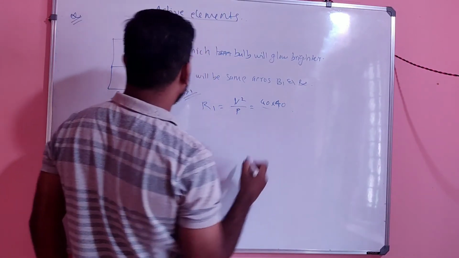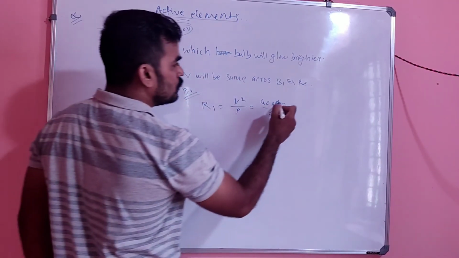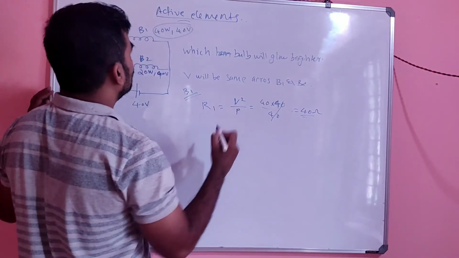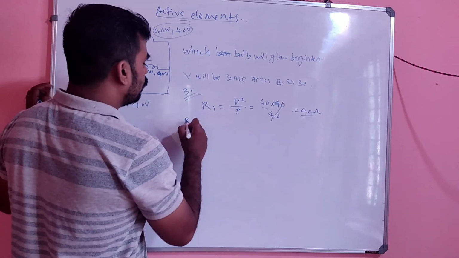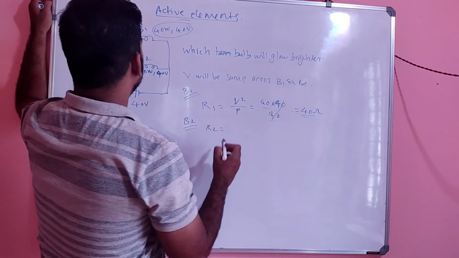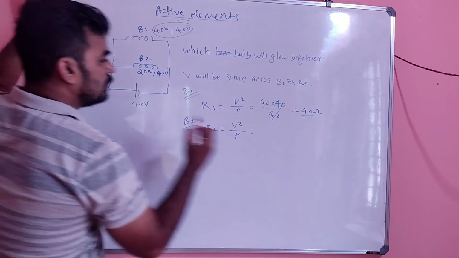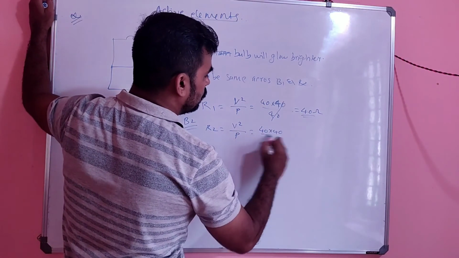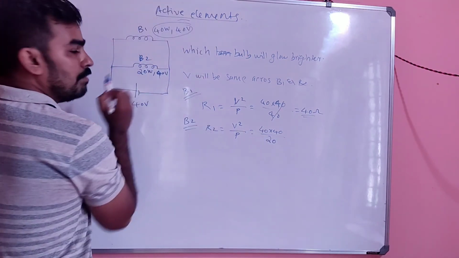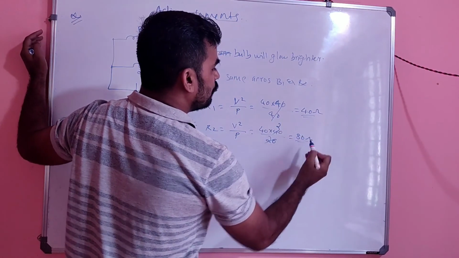So 40 into 40 divided by P. What is P? It is 40 for lamp 1 now. So 40 and 40 get cancelled. It is nothing but 40 ohm. And again, for B2, what is R2? R2 will be equal to again V square by P. For B2, V square is 40 into 40, all divided by, what is P here? 20, it is given, it is 20. So 40 into 2, that is 80 ohm. That is 80 ohm.